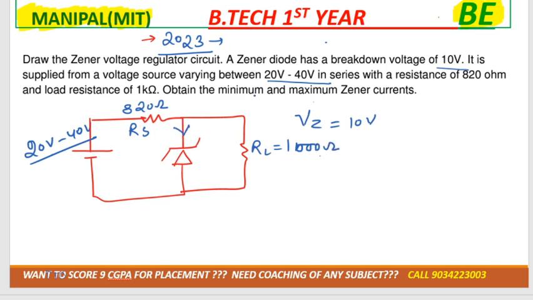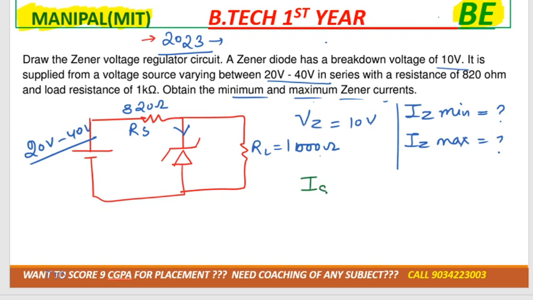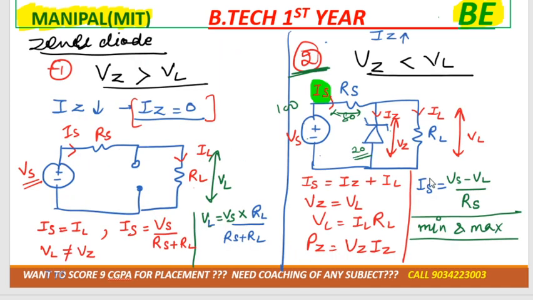Now we need to obtain the minimum and maximum Zener current. We need to calculate IZ minimum and we need to calculate IZ maximum, right? So see, what was the formula for IZ first? Suppose we'll have IS over here, IZ over here and IL over here, correct? So see, if you'll see the formula page, I mentioned here that IS would be equal to IZ plus IL. So tell me, IZ would be how much?